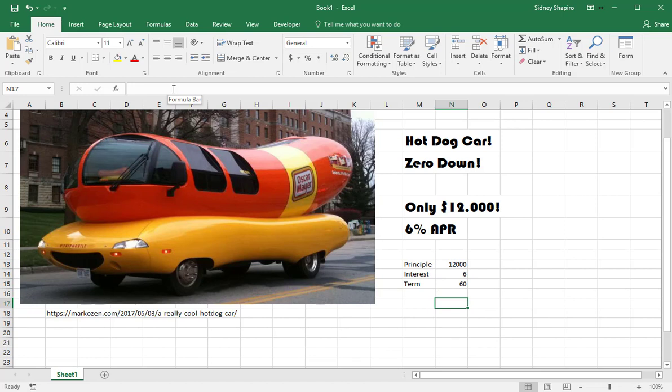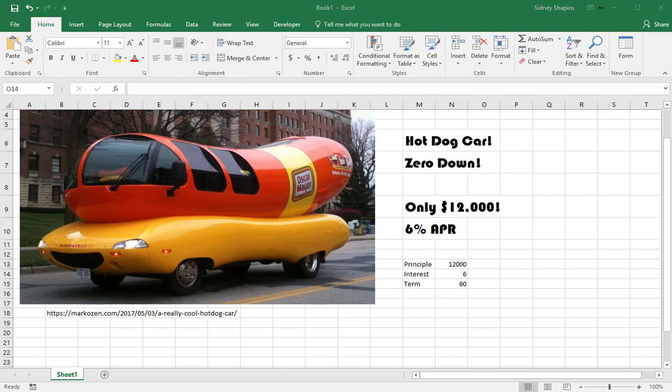We want to know what the purchase price is, how much the interest rate is going to be, and how long do we have to pay it off. Now, it's actually not going to cost us $12,000. It's going to cost us $12,000 plus 6% of $12,000 over 5 years. Now, we could figure out what that is, and we could do this in many different ways, like monthly and so on, by using the payment function.